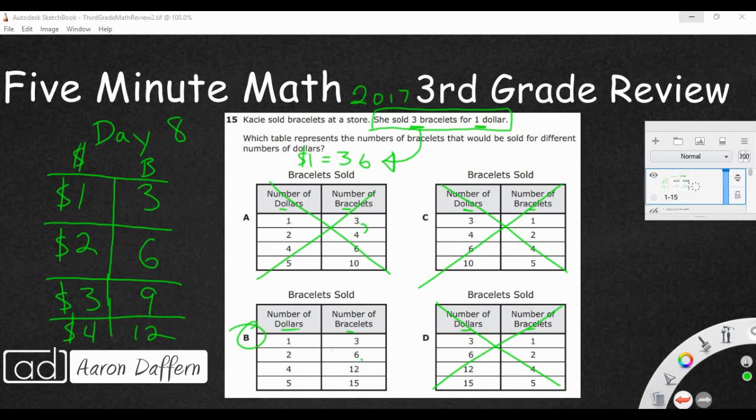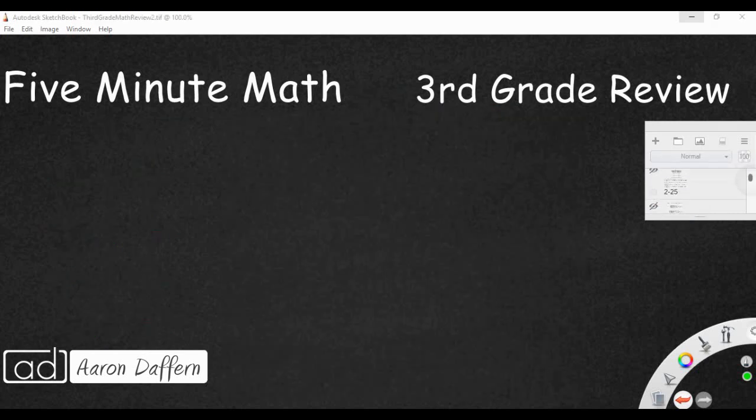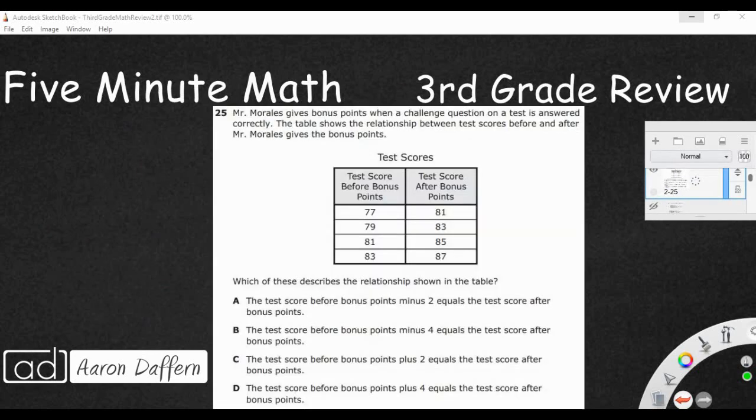So let's look at another input-output table here. And we only have one table, and we're going to need to describe the relationship here. So let's read. Mr. Morales gives bonus points when the challenge question on a test is answered correctly. The table shows the relationship between test scores before and after Mr. Morales gives the bonus points. So we're supposed to figure out the relationship. So 77 goes up to 81, 79 goes up to 83, 81 goes up to 85, 83 goes up to 87. So they're increasing if you're moving from left to right.